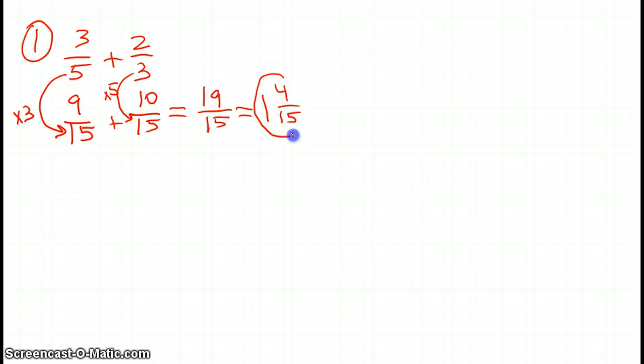So there's your answer. Now you do need to think about, can 4/15 be simplified? There isn't another factor that goes into 4 and 15, so you are done. All right, let's try another example. Number 2. Let's do one with negative numbers.